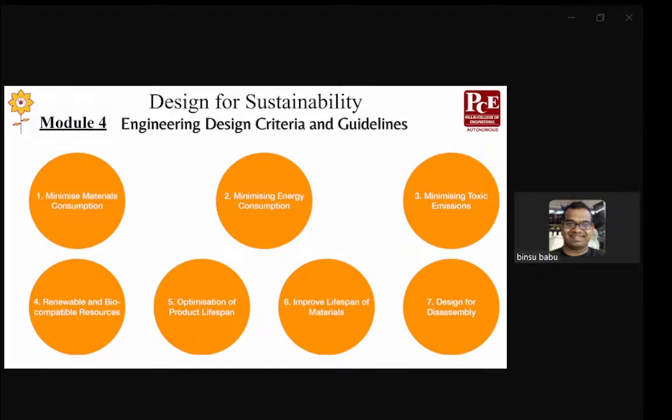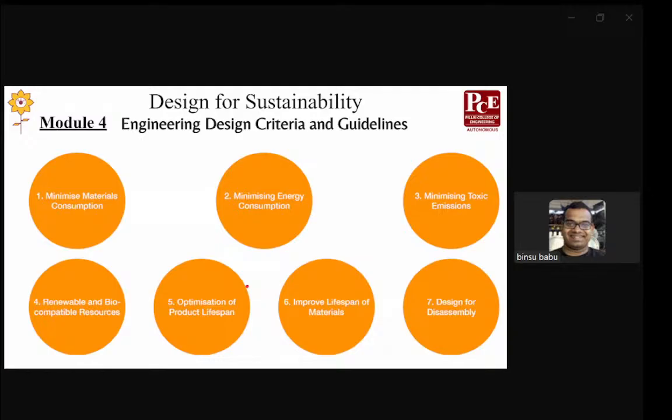Then how you can increase the lifespan of a product without having any harmful effects on the environment or the person who is going to use it. And then finally, design for disassembly. So what is design for disassembly? I'll give a simple example. If you are making a product, can you make it in such a way that it has fewer components? Because the fewer the components, less time will be taken to disassemble and reassemble it. So that is what we mean by design for disassembly.